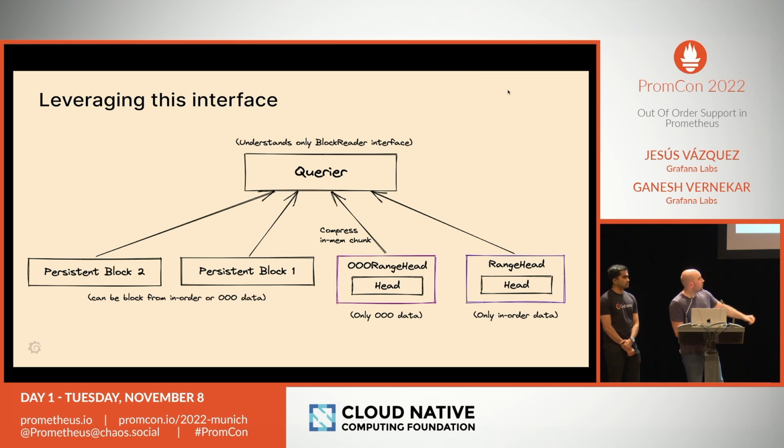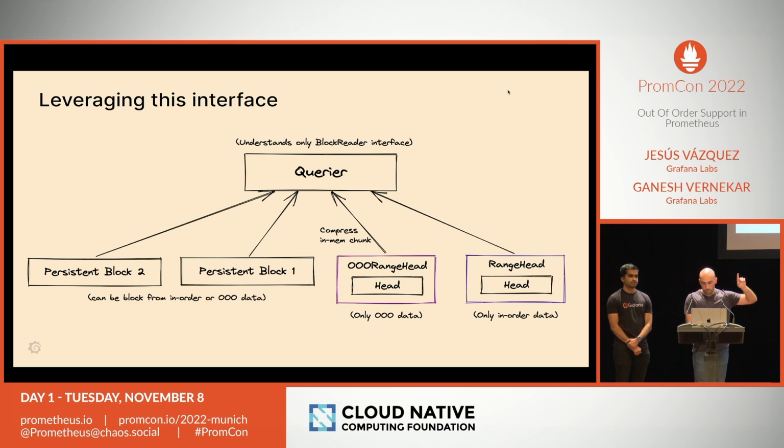There is a comment we've made on the out-of-order range head, which is that it compresses data. Remember that data in the out-of-order head chunk is uncompressed because we need to order on the writes. But the query expects data to be compressed. So every time there is a query, we have to compress the data for the upper layer and send it. This has a bit of a CPU overhead, and it's something we are maybe planning to improve, but Ganesh will talk about that later.